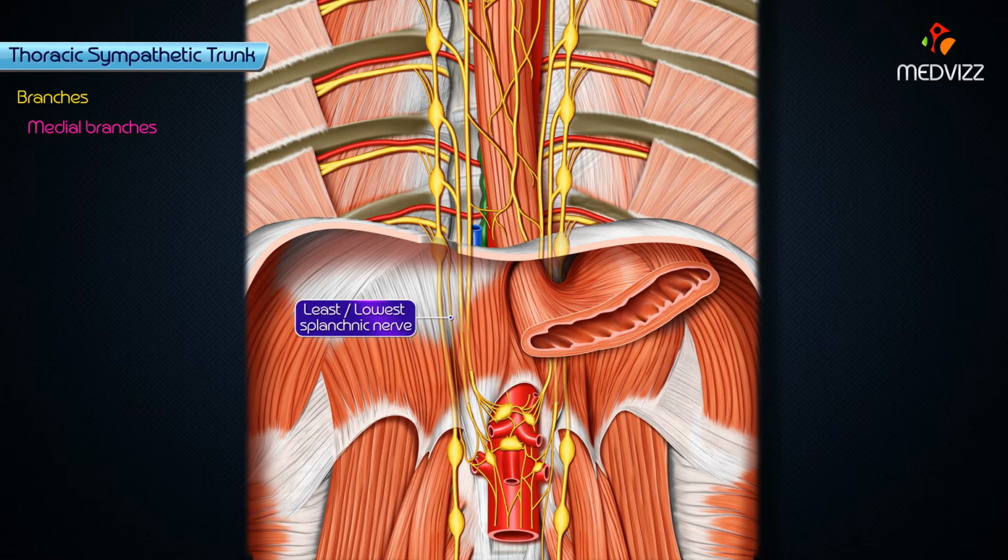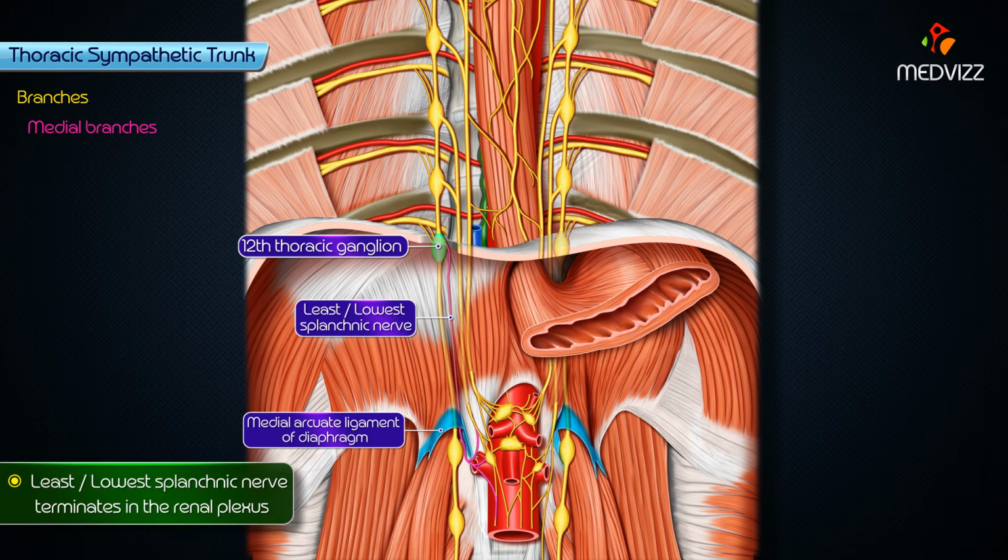This tiny nerve arises from the 12th thoracic ganglion and may even be absent. It descends obliquely like the greater and lesser splanchnic nerves, pierces the crus or passes behind the medial arcuate ligament of the diaphragm, and terminates in the renal plexus.